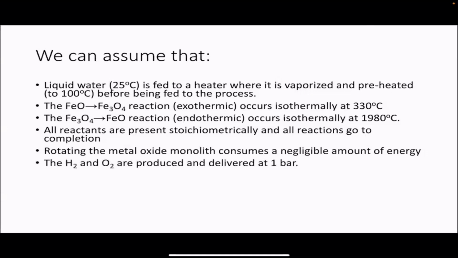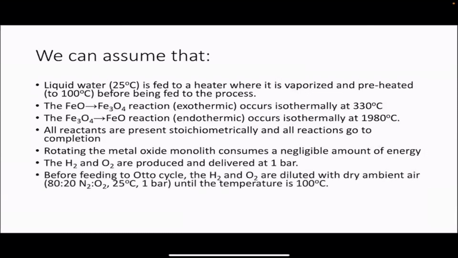We're going to assume that the hydrogen and oxygen are produced in the solar water splitting part of the cycle at 1 bar, and it's delivered to the Otto cycle at 1 bar. Then between the hydrogen and oxygen being formed, this is going to happen, especially on the oxygen side, because the oxygen is produced in the reaction that occurs at 1980 degrees C. The temperature is going to be pretty hot.